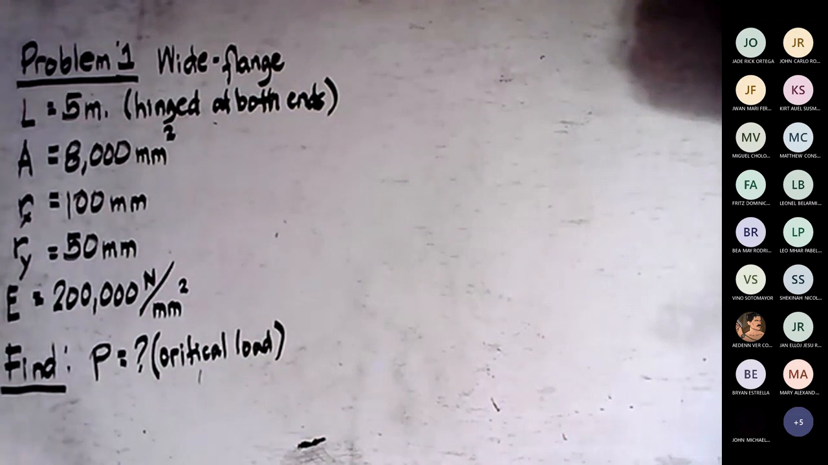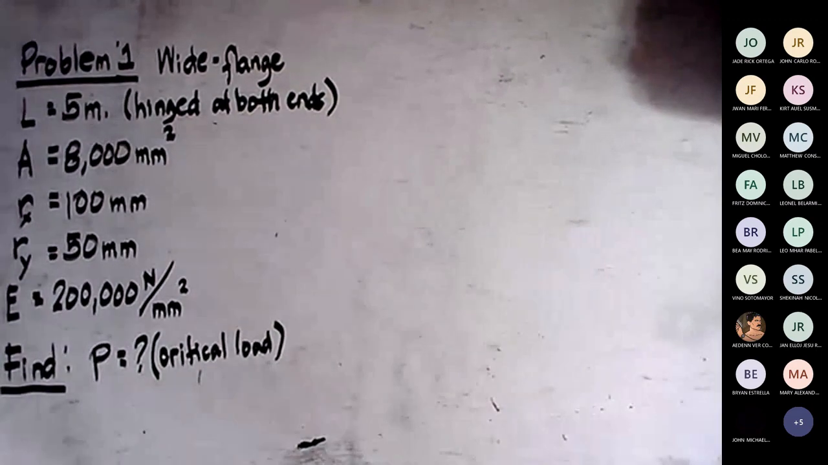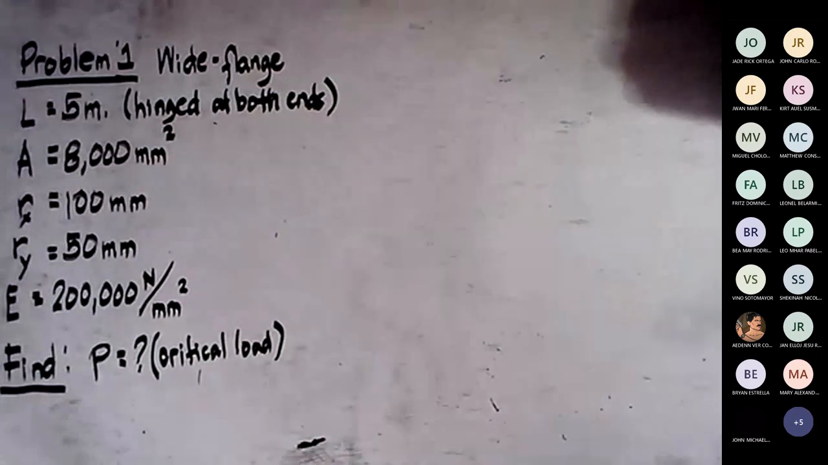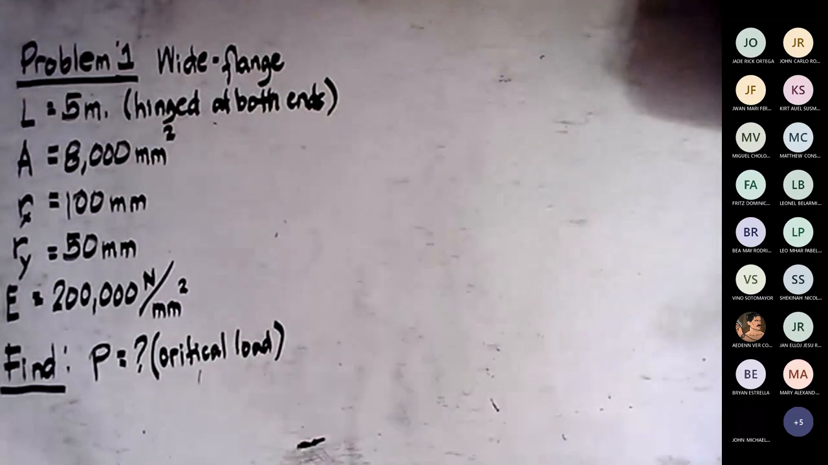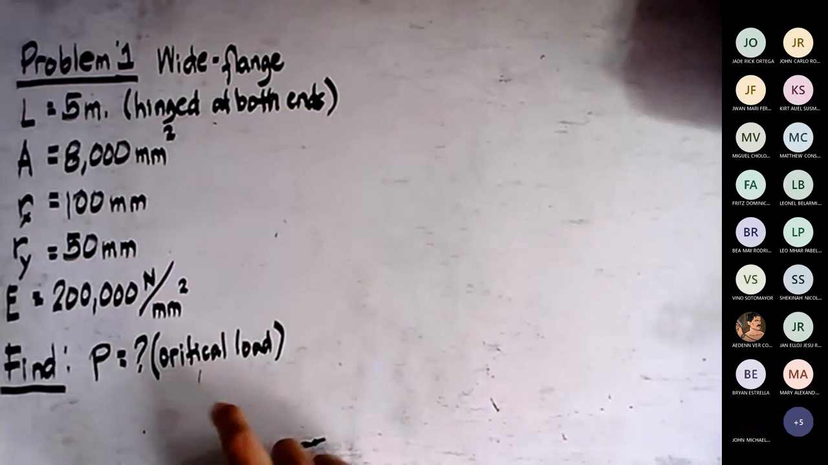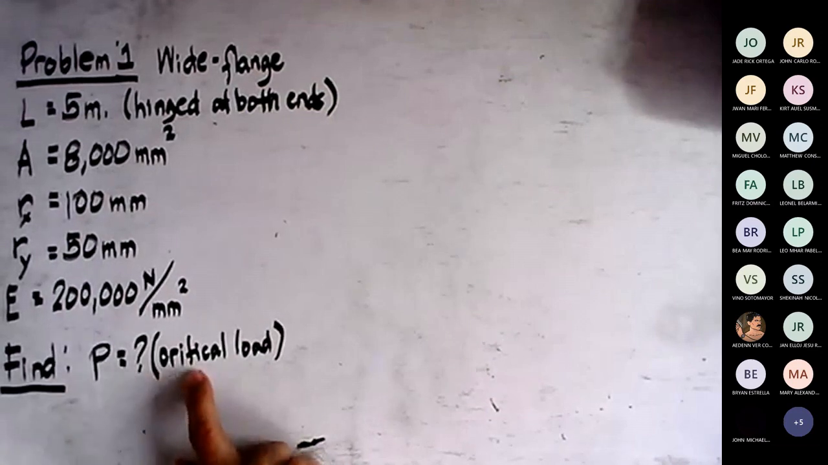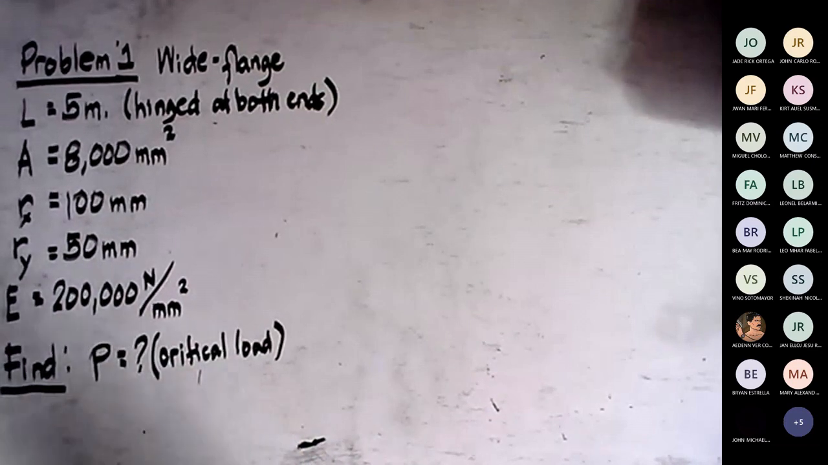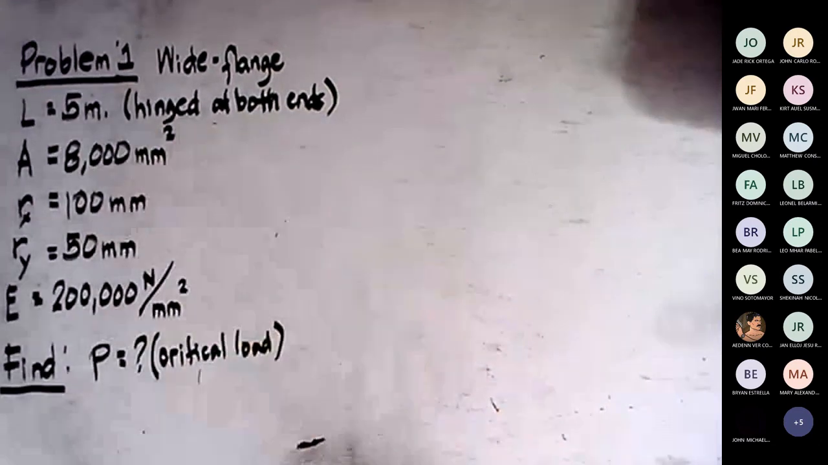So we are going to determine here the critical load. As I have mentioned, in structural steel, you are already given the dimensions, you're already given the structural members. All you have to do is to choose whether that particular section is sufficient to support the loads. Or in this particular problem, what we are going to do is to find the critical load, meaning how much load can be carried by this particular section.